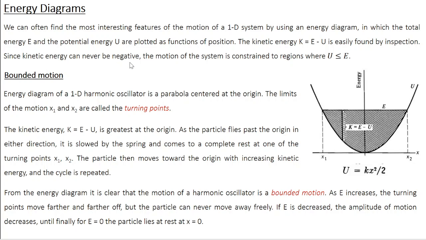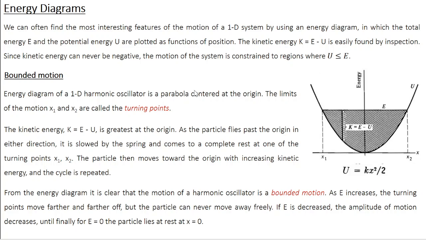This is half mv square, right? v square is always positive. Mass is also always positive. So kinetic energy is always positive, which means the motion of the system is constrained to the region where U is less than or equal to E. So this is our domain of analysis.